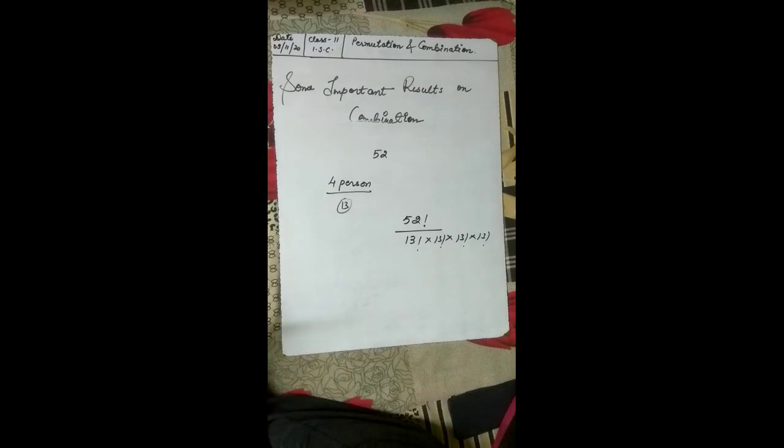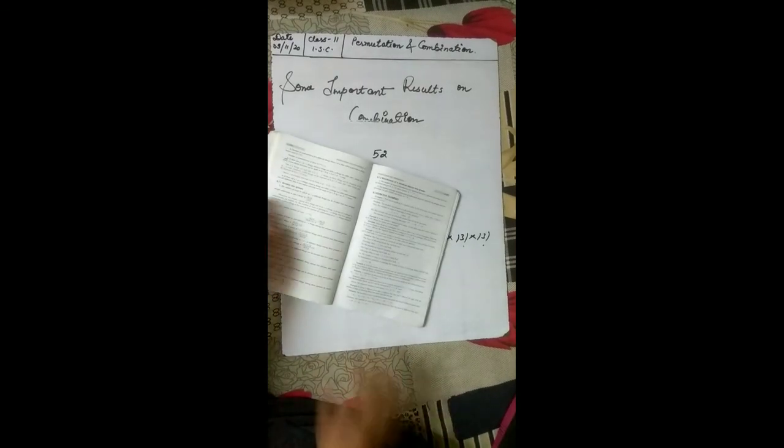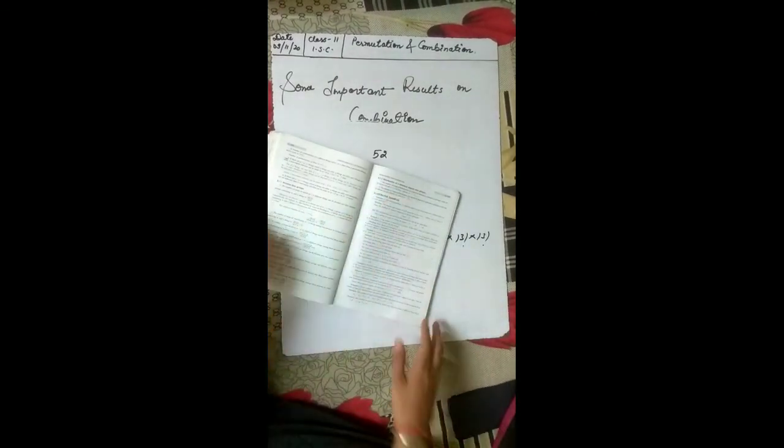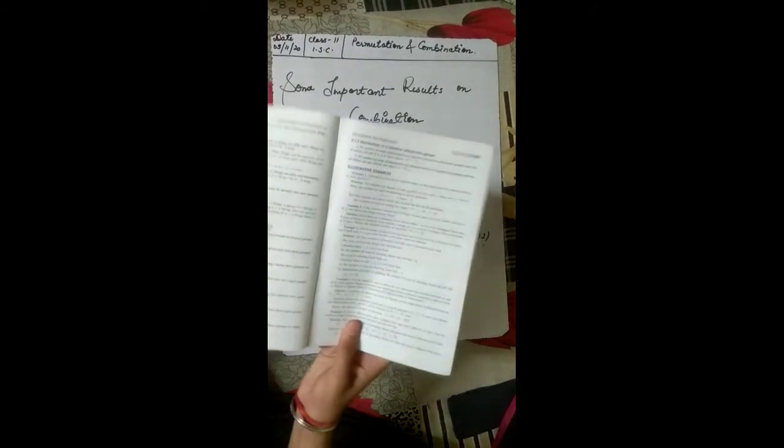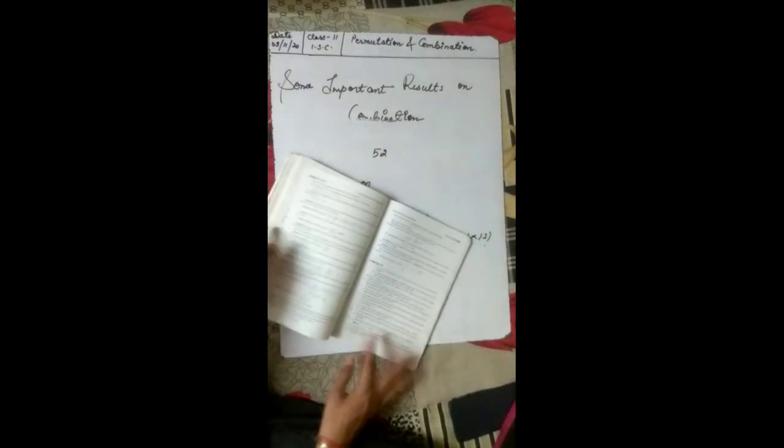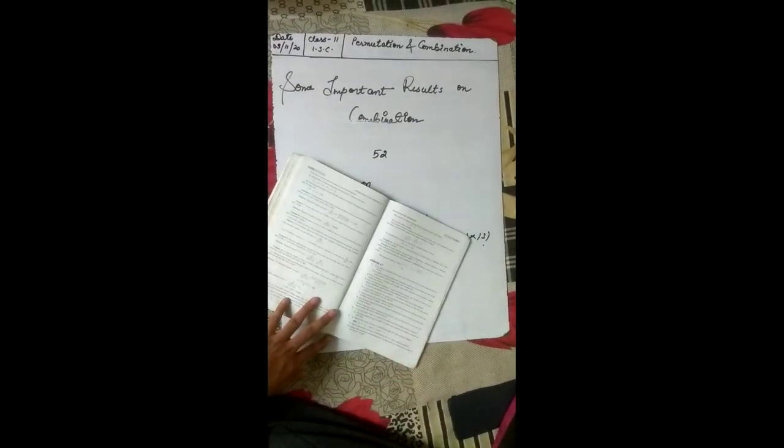Then next comes the distribution of n identical objects into groups. The number of ways of distributing n identical objects to r persons or groups, each of whom can get 0, 1, 2 or more objects, is (n plus r minus 1) C (r minus 1). And the second point as well. The last 8th and 9th questions are based on these two. Try to do those questions.